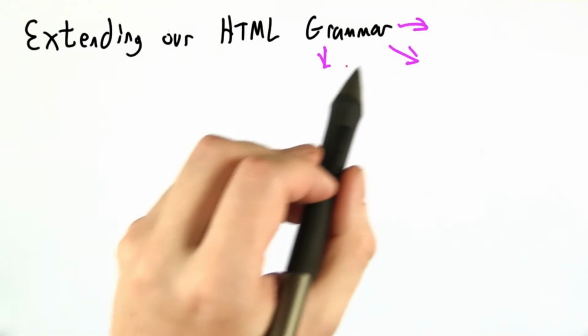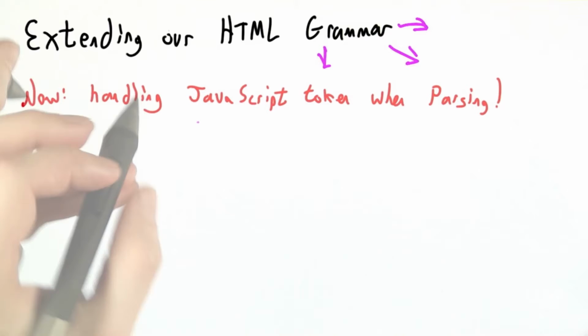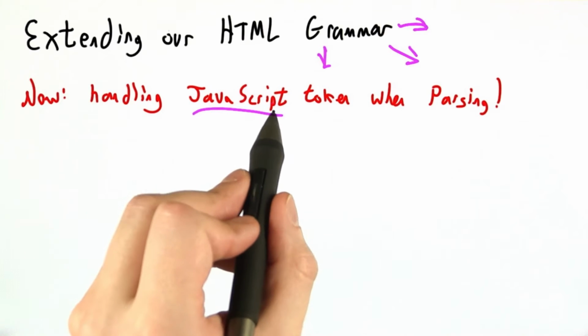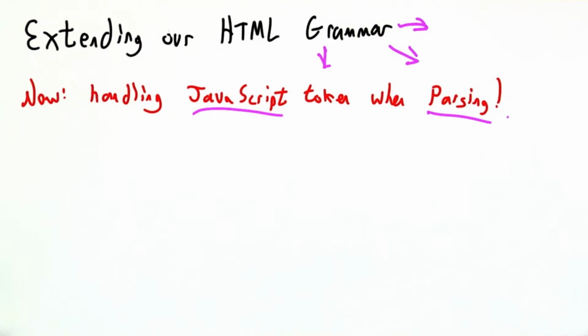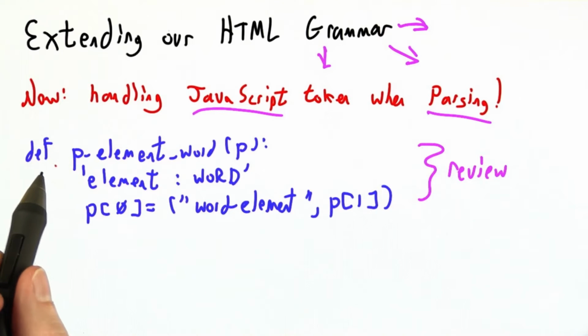All right, so we just learned how to do that JavaScript token in lexical analysis. Now we need to know how to handle that special JavaScript token type when we're parsing. Just to review a bit, this is how we did basic HTML parsing, or a basic HTML grammar.